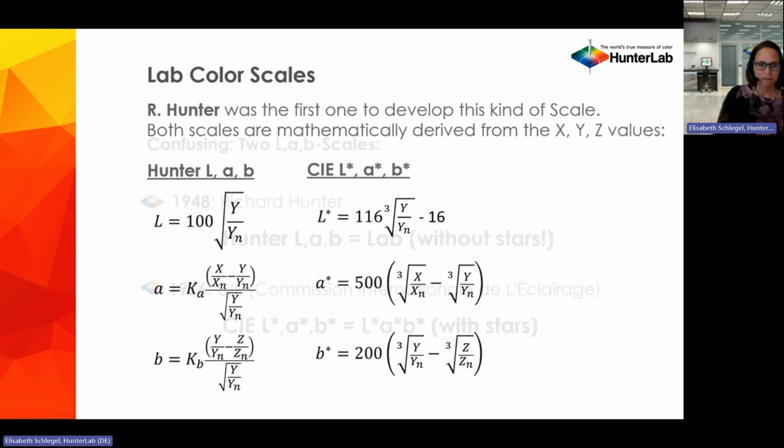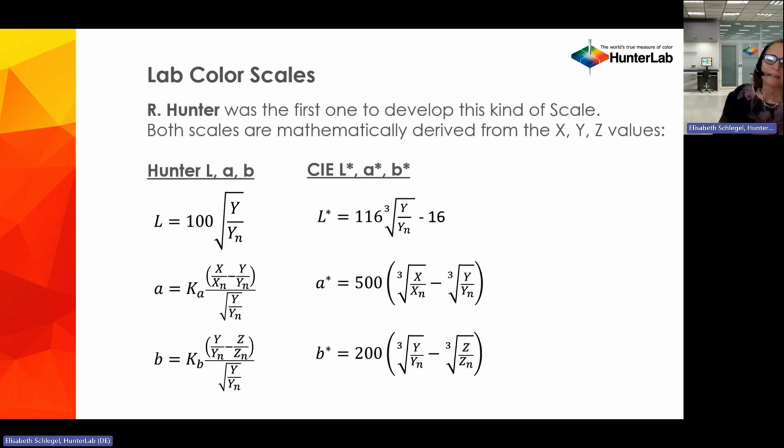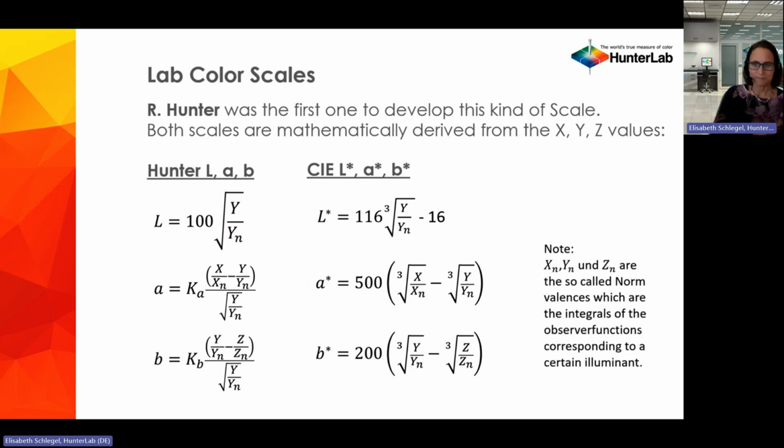Just to show you the difference, you don't need to understand that, but you can see these LAB values are all derived from the XYZ values, which we measured, which we found last time by the instrument. And we have certain fixed numbers, and these are representing the illuminant and observer here. As you can see, for example, for the HunterLab scale we have the square root, and here we have already the third root. So it's a little bit more complicated what the CIE did here.